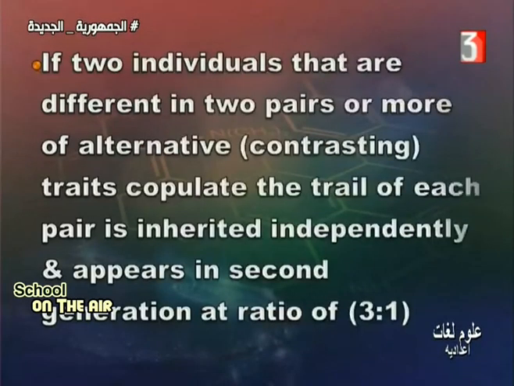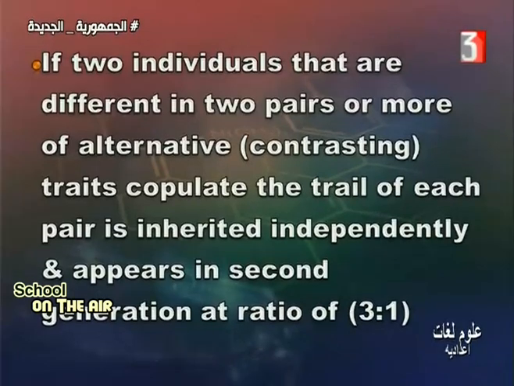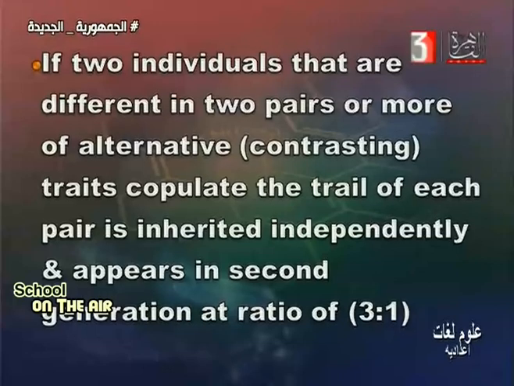Mendel's second law. What's meant by Mendel's second law? If two individuals that are different in two pairs or more of alternative traits couple, the trait of each pair is inherited independently and appears in the second generation at a ratio of 3 to 1.